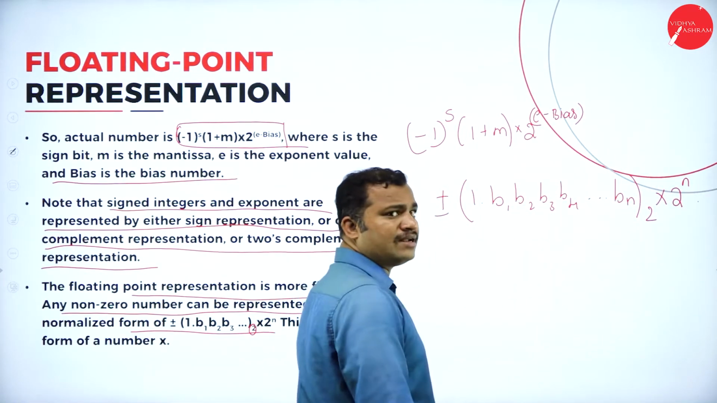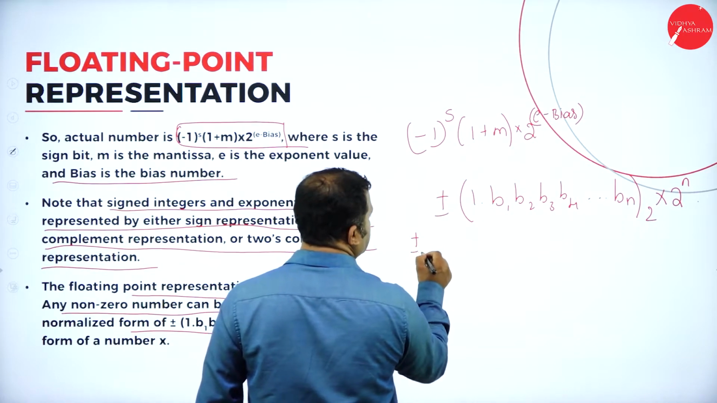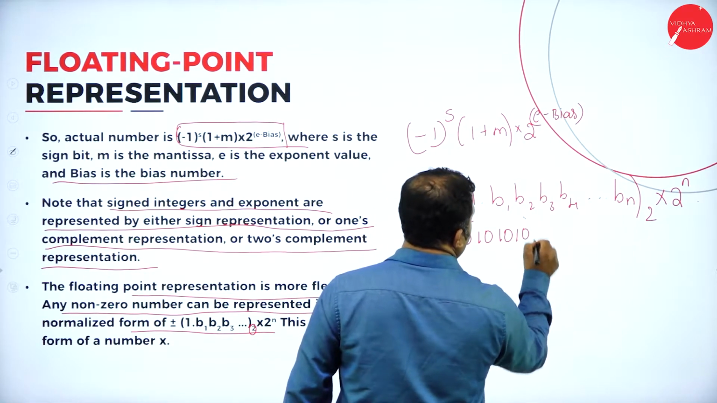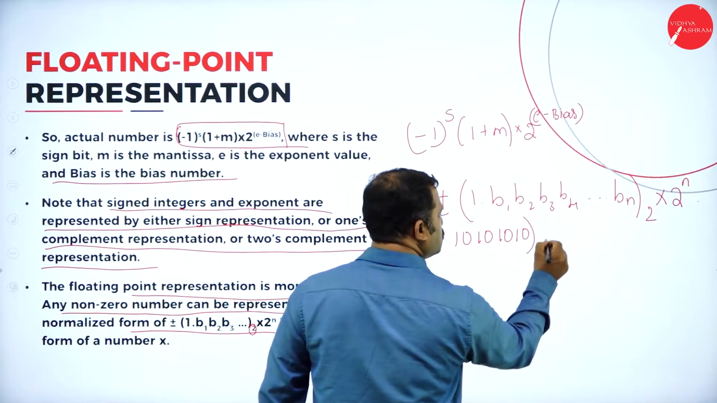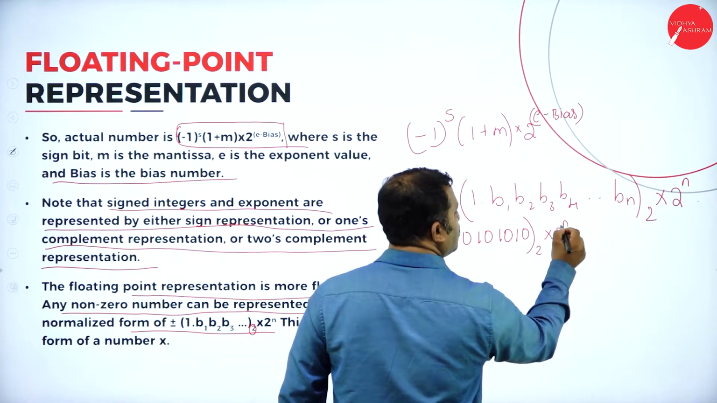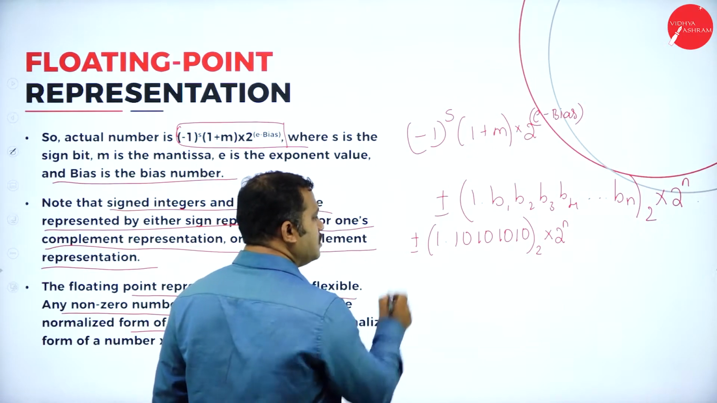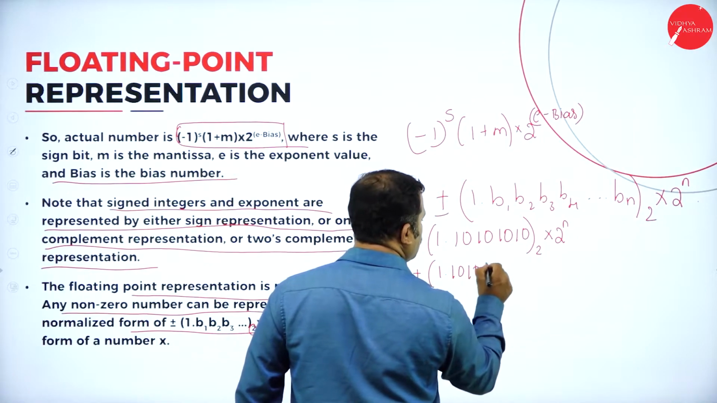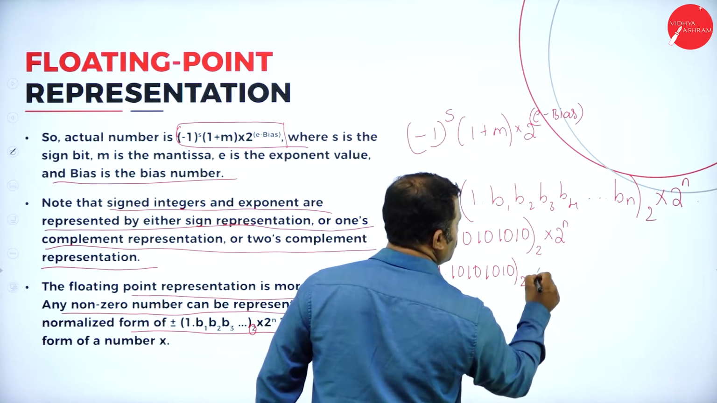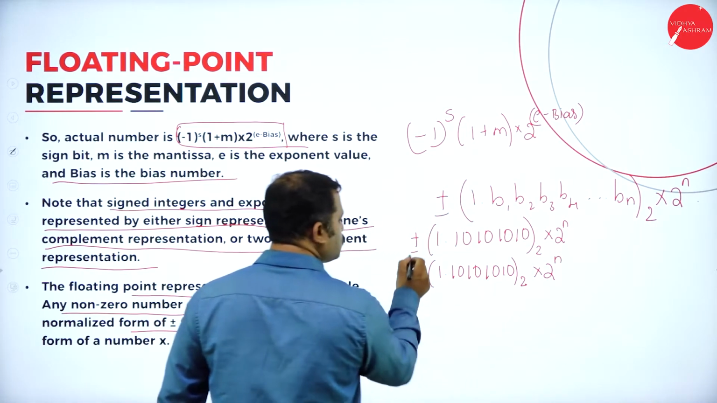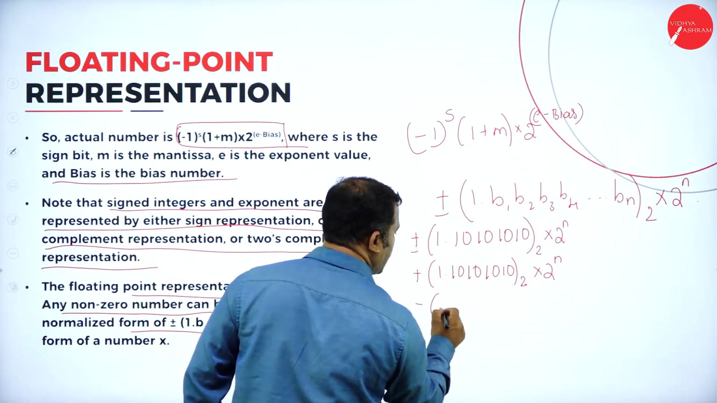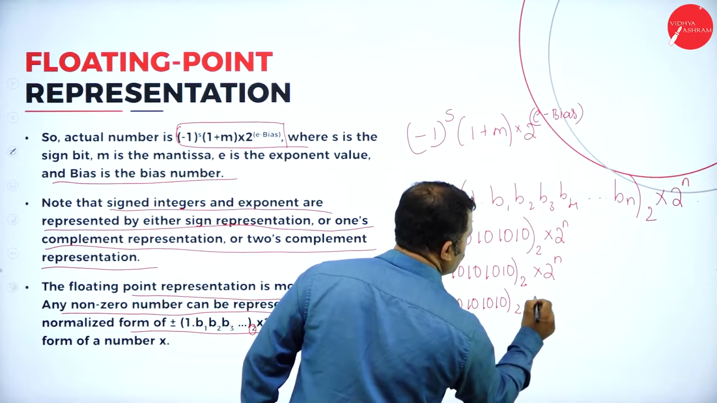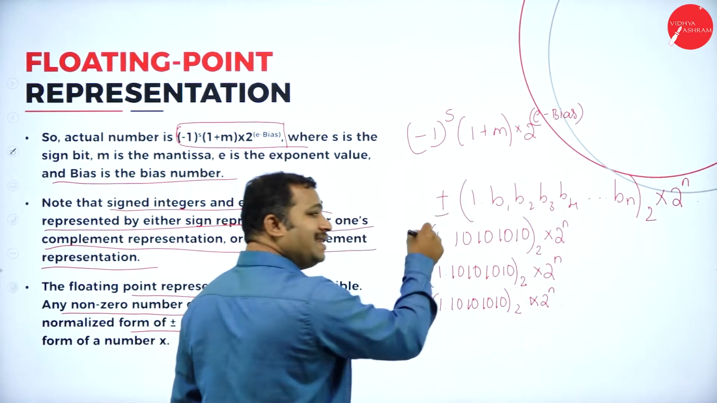What is the meaning of that? Let me clarify that plus or minus 1.10101010 is the number I have here, to the base 2, into 2 raised to the power of n. What is the meaning of that? This can be further divided into 1.10101010 to the base 2 into 2 raised to the power of n. There is one more sign, that is the minus sign. I can represent it as minus 1.10101010 base 2 into 2 raised to the power of n. What is the meaning of n here?